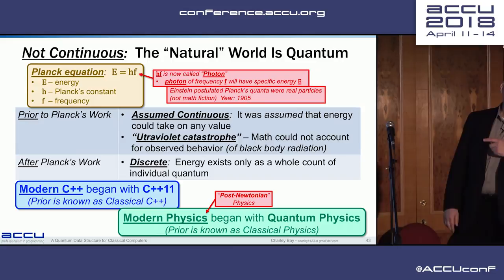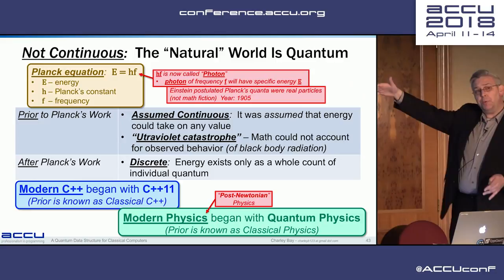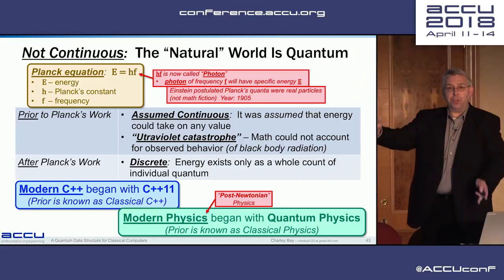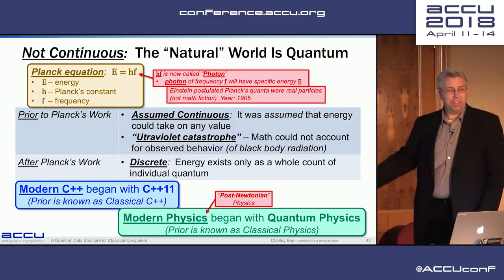This is really before and after Planck. This is this world not being continuous. The world is composed of discrete values. That's the basis. So we used to assume it was continuous. We know that's not true now. We know everything's actually made up of ranges of discrete values, and modern physics got reset before and after this time. This is 120 years ago.